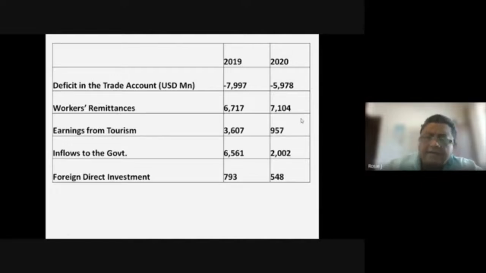So the worker remittances, from foreign workers, but not only housemaids and drivers. There are top guys too. Otherwise, if you say drivers, then I fall into that category. So the worker remittance came to 7 billion. Then you get tourism.